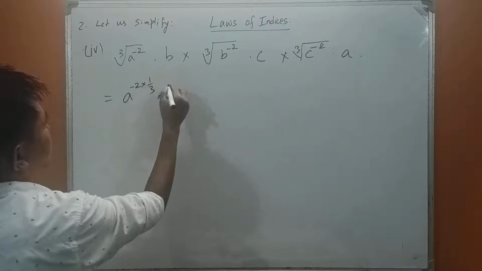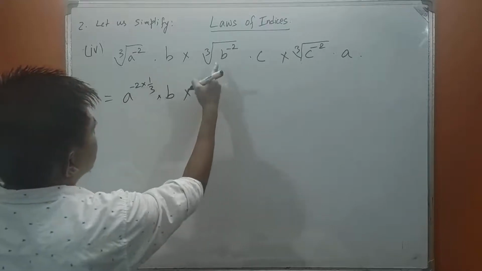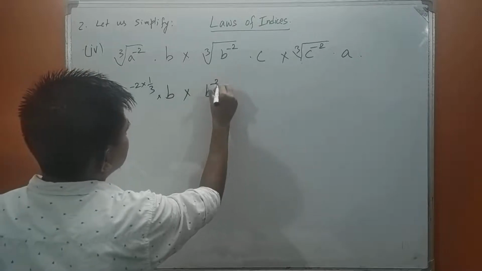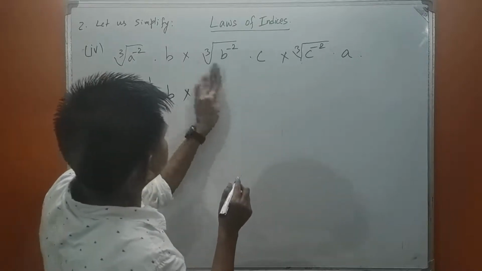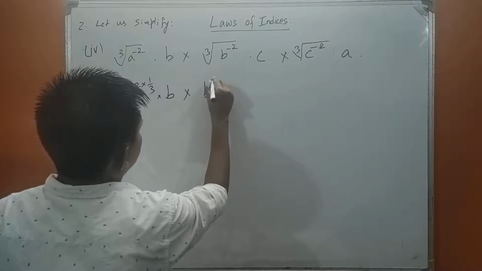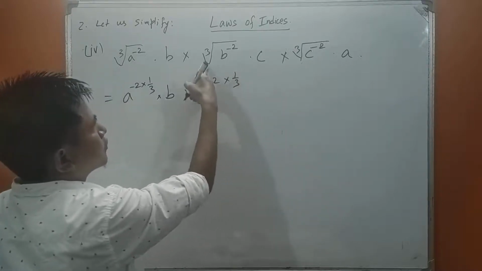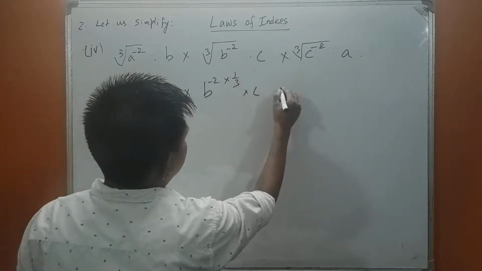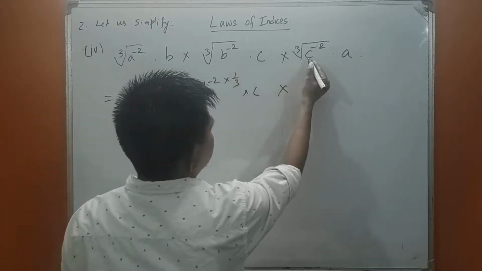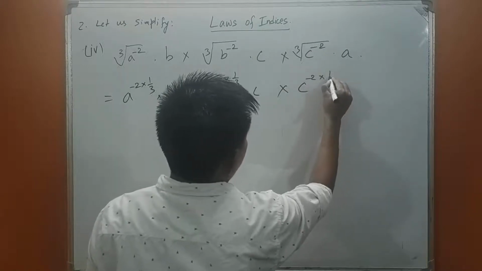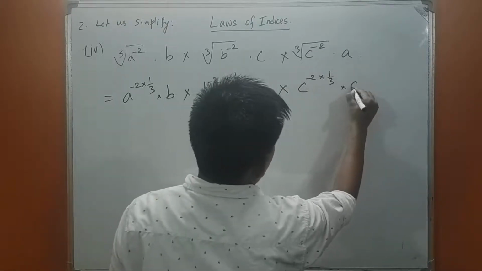Into b, this is b, okay? Into cube root of b to the power minus 2 means b to the power minus 2 into 1 upon 3. This 1 upon 3 is cube root, okay? Into c. Into cube root of c to the power minus 2 means c to the power minus 2 into 1 upon 3 into a.